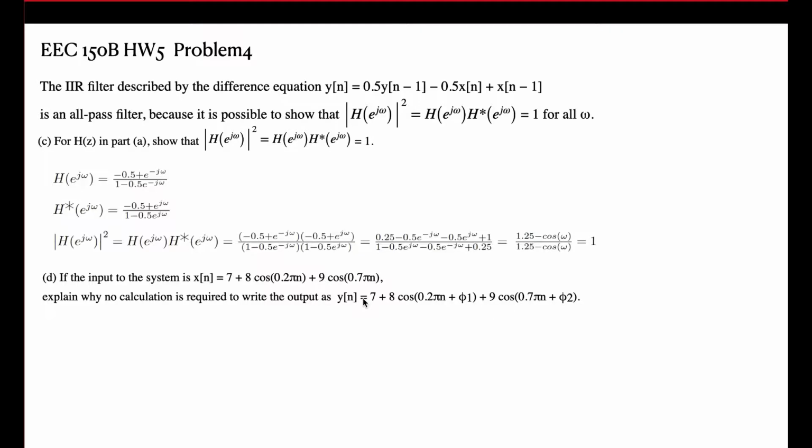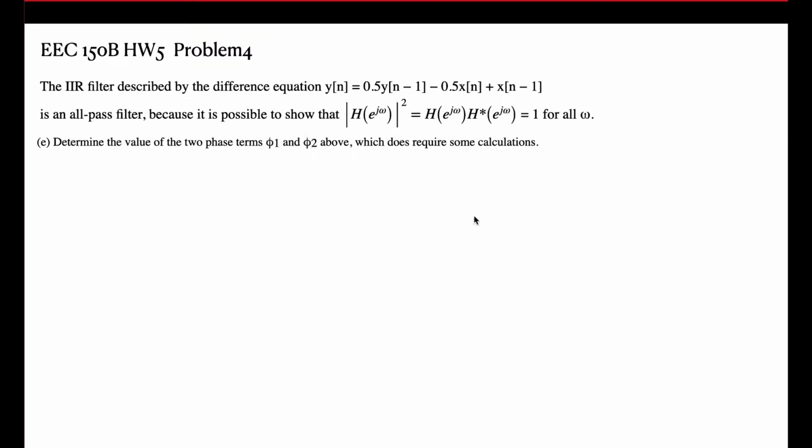And in part D, since we were able to prove in part C that the magnitude response is 1 for all omega, only the phases will be changed while the magnitude remains the same. So we can write down Y[m] like this by adding two different phases, phi1 and phi2. And in part D, we will be determining the values for the two phase terms, phi1 and phi2.